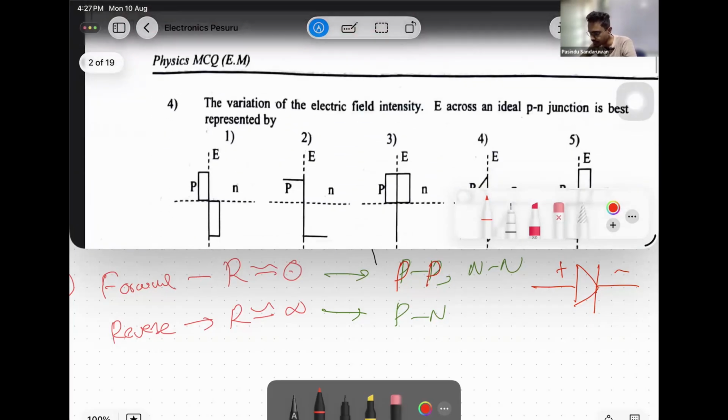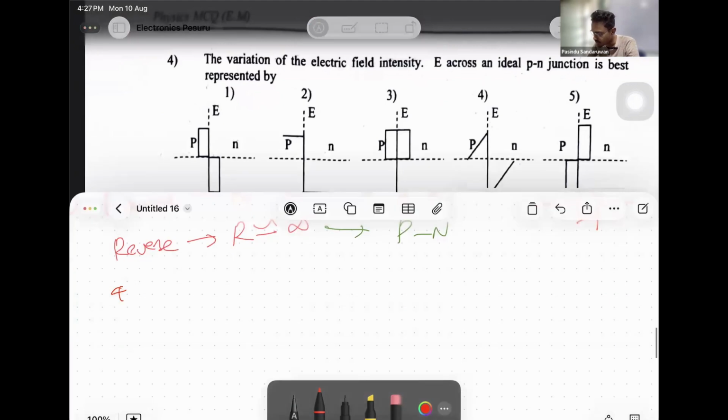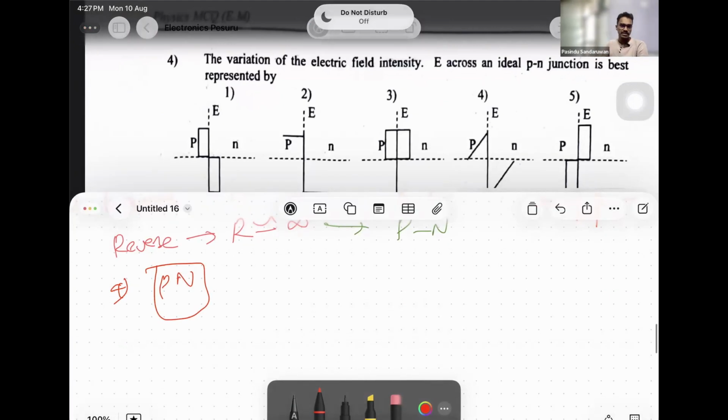Question 4. The variation of the electric field intensity E across an ideal PN junction is best represented by. So we know in a PN junction, we have a depletion region. Across the depletion region, a constant electric field is generated. So we know E equals delta V over D. From electric fields, E equals delta V over D.